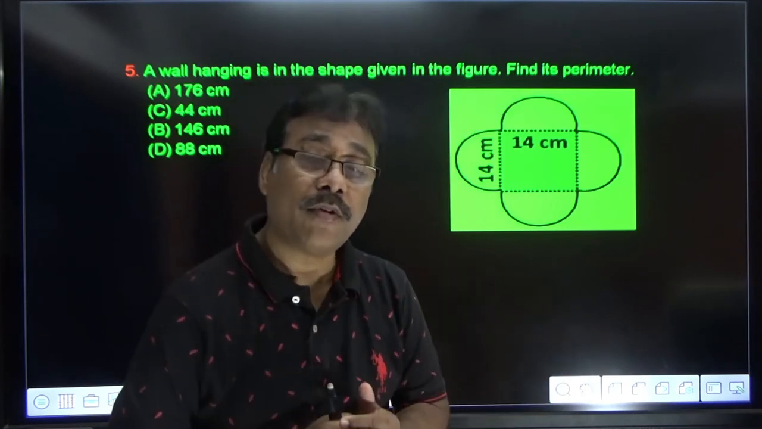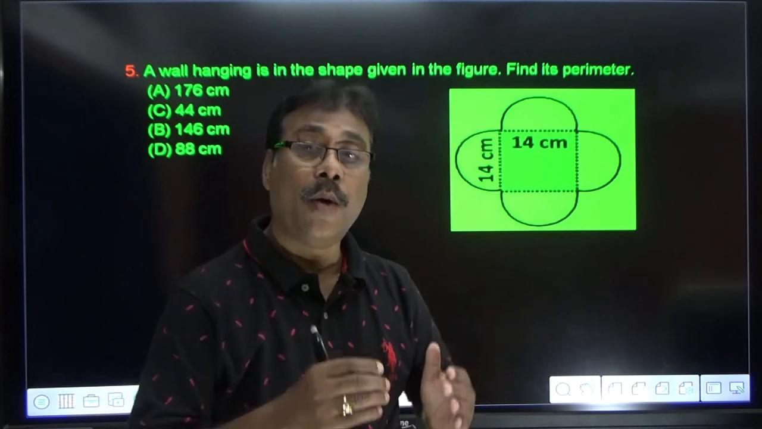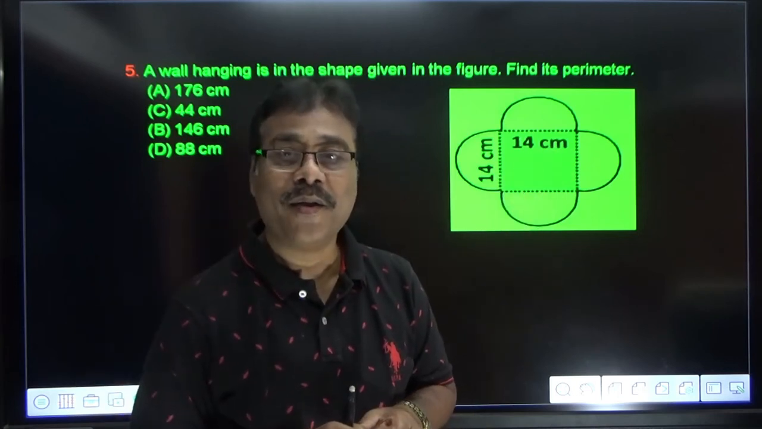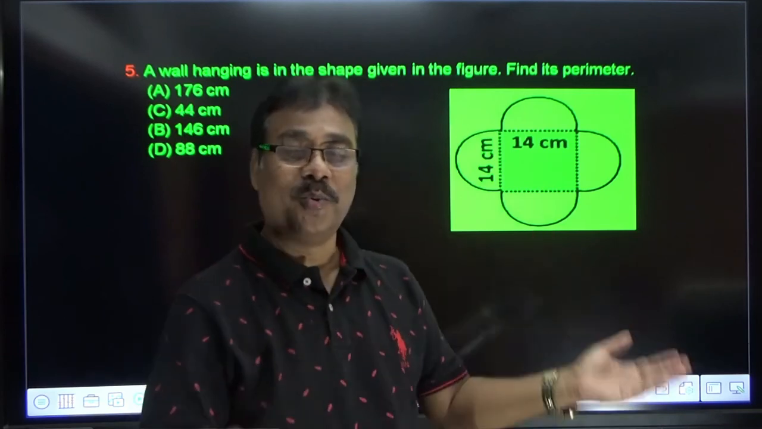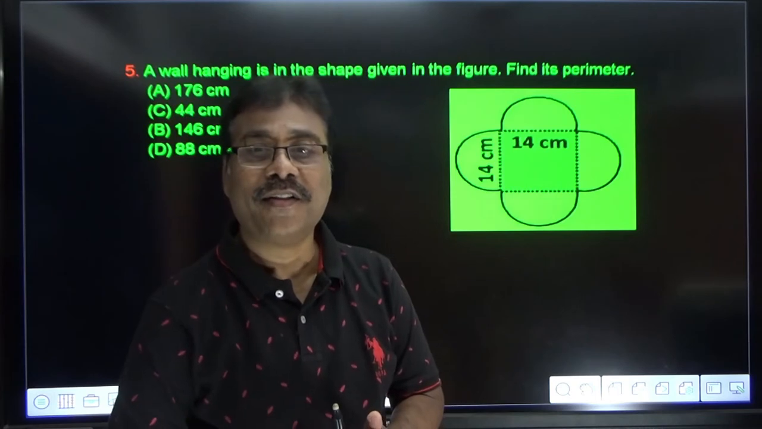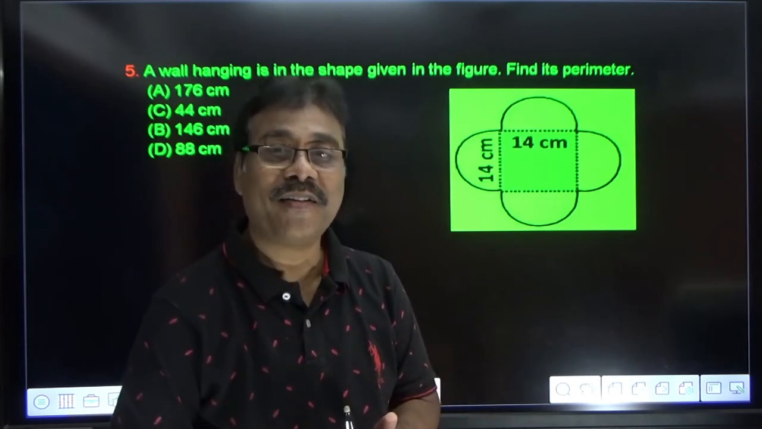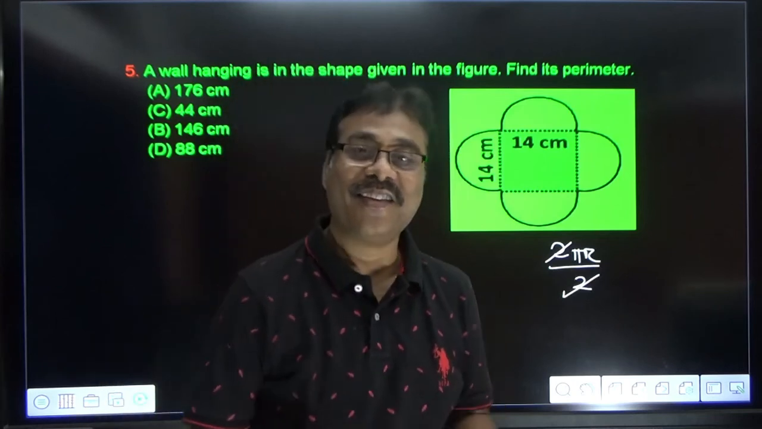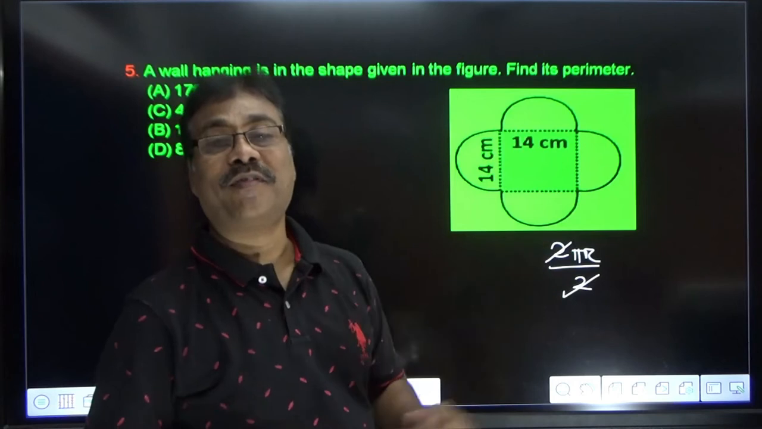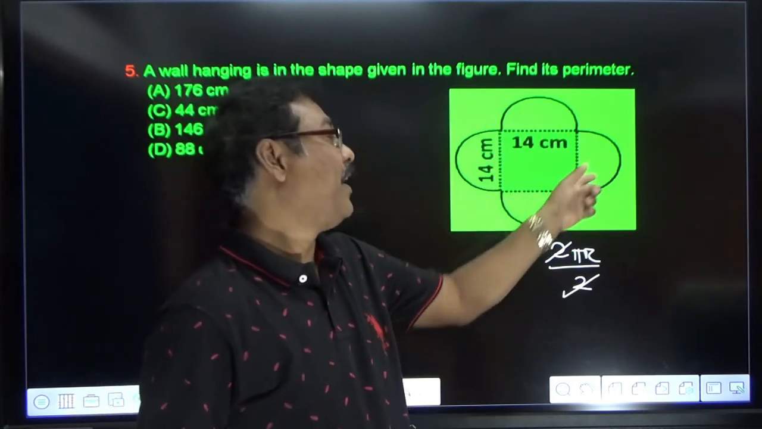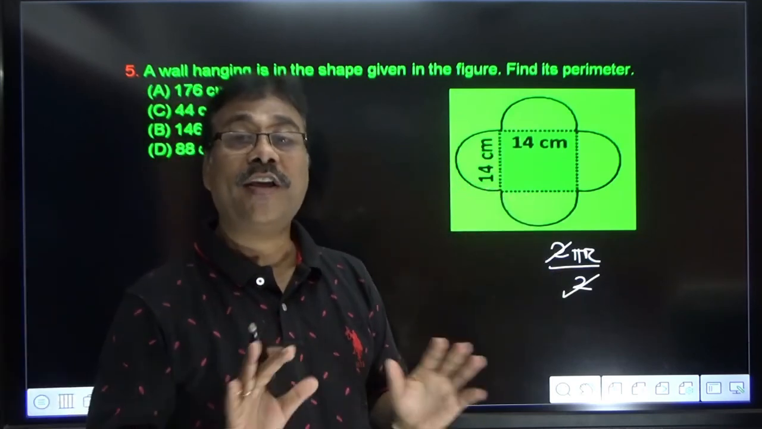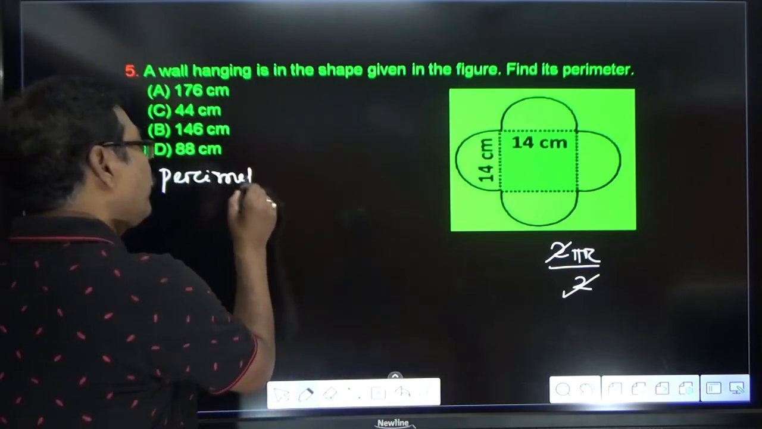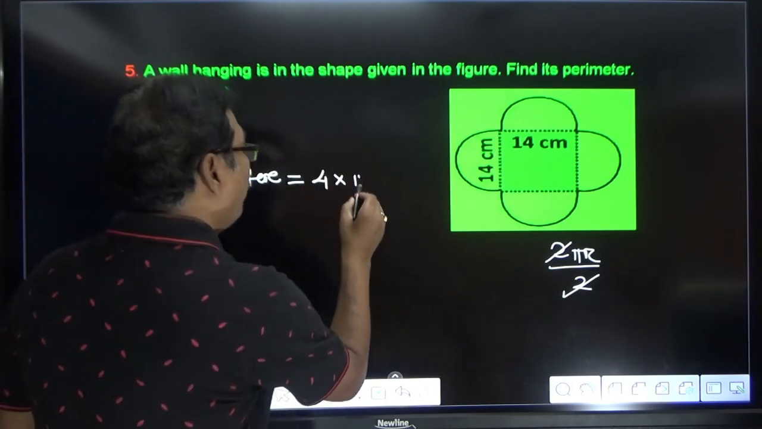Now the question is how to find the circumference of a semicircle, only the curved part. For a circle, it is 2 pi r. For a semicircle, 2 pi r by 2, because it is half of a circle. So 2 pi r by 2 gives you pi r. Yes, pi r is the circumference of the curved part of the semicircle. So four times pi r will give you the perimeter of this figure. So the perimeter is equal to 4 into pi r.